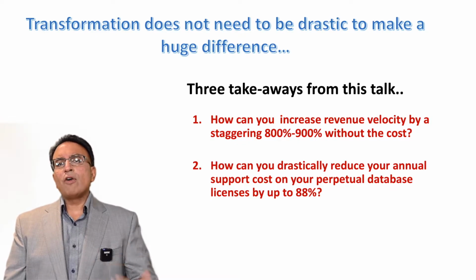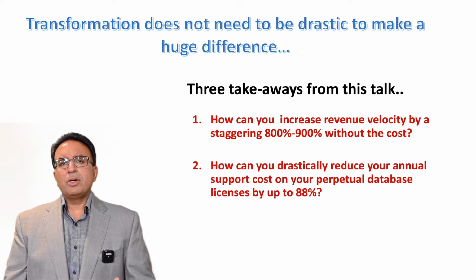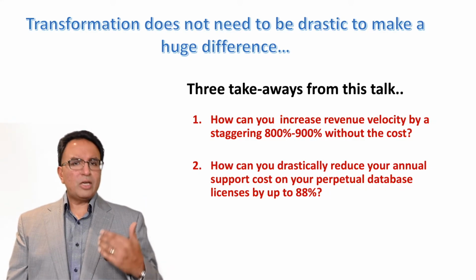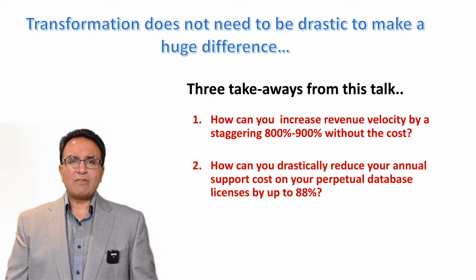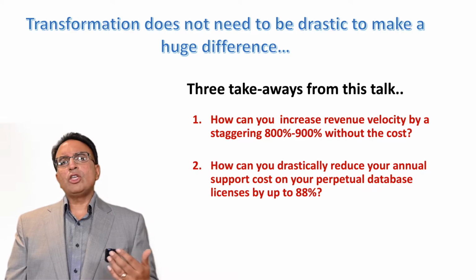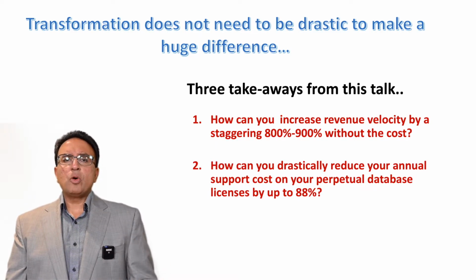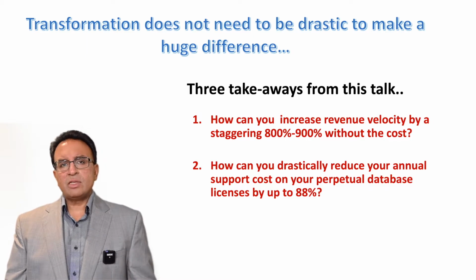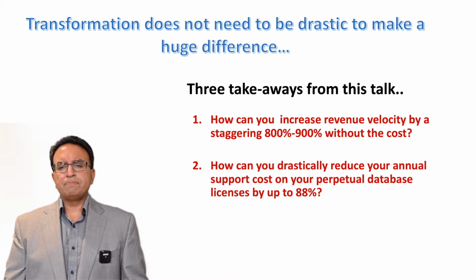I mean, you can write off your database license fee, but you can't write off your support fees. You have to keep writing that down as part of your expenses every year. So that's the second thing I want you to take away from this. How can you look at reducing your support costs of your database licenses, particularly the perpetual license that you may have bought from a vendor?